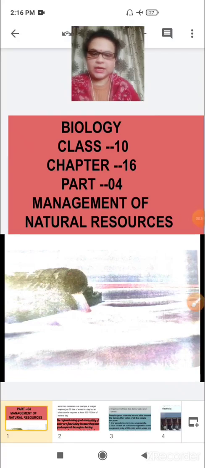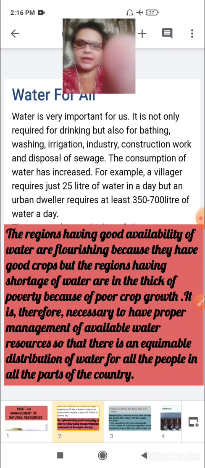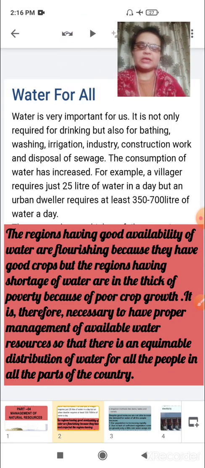So children, again we are here with chapter 16, Management of Natural Resources, and today we will study part 4, which is about resources of water and water for all. In previous parts you have studied about forest, coal and petroleum, and today we will study about water. Let us learn something about water.